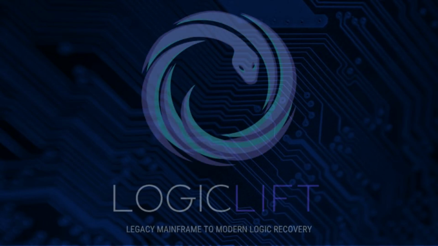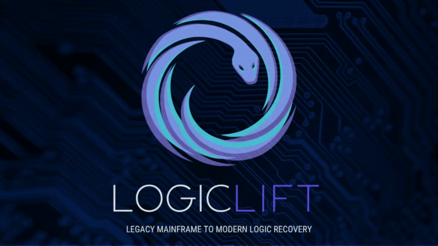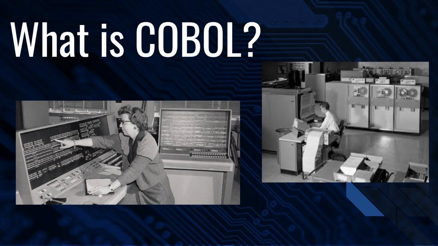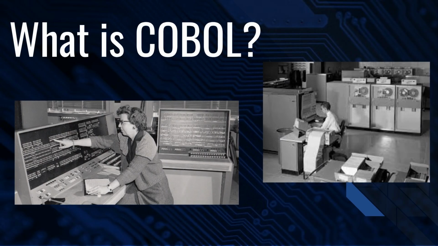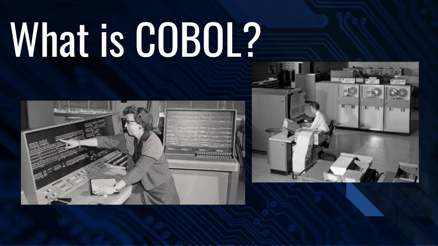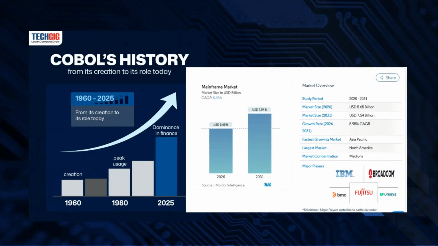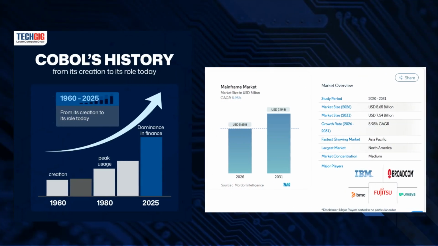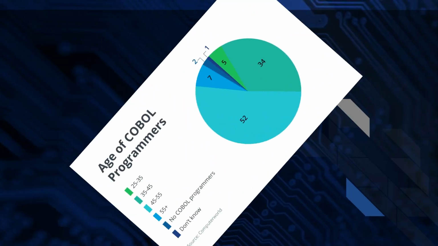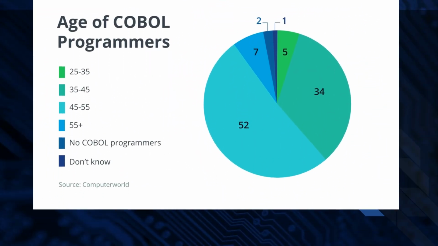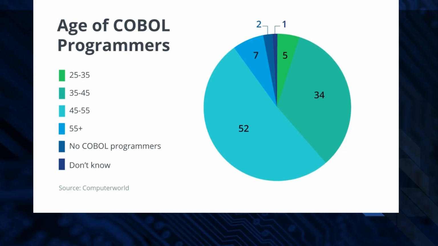Logic Lift is a legacy mainframe to modern logic archaeology tool designed to address the COBOL black box dilemma. COBOL was created in 1959 to be a portable, user-friendly language for mainframes. Despite being over 60 years old, most of the world's critical systems, like banks, governments, and insurance agencies, still rely on COBOL. Many COBOL developers are nearing retirement age, and fewer younger coders are learning it.